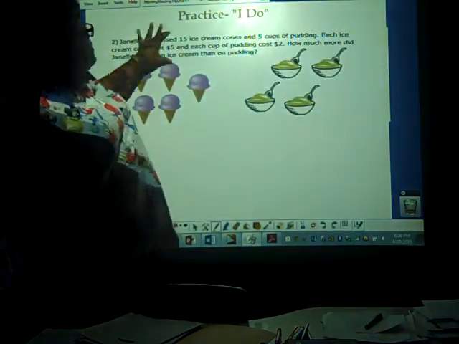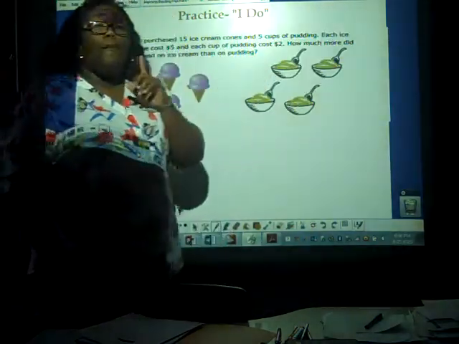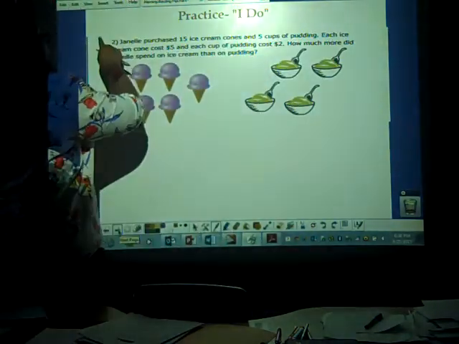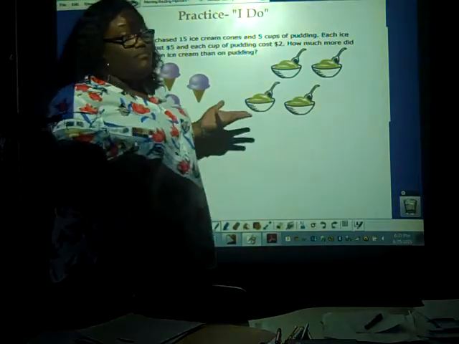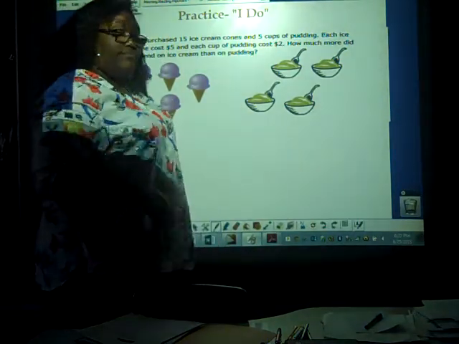Take the time and copy down this word problem. Pause the video. Copy this down. Do not draw the pictures. There's no need. Don't draw the pictures. Just copy this down. All right.